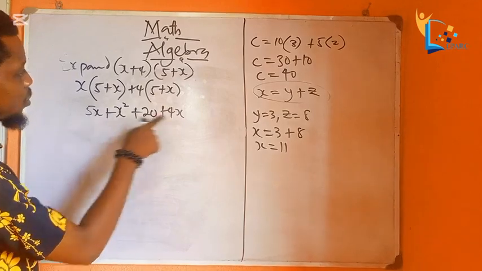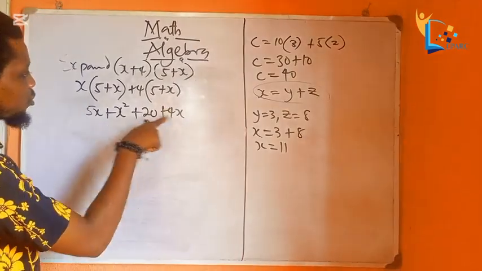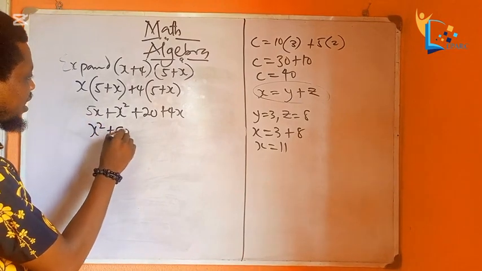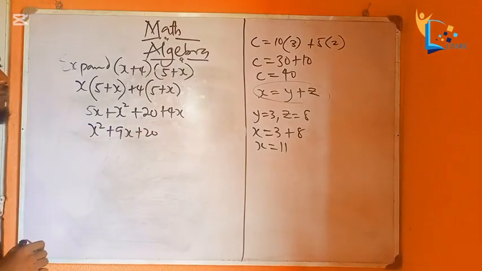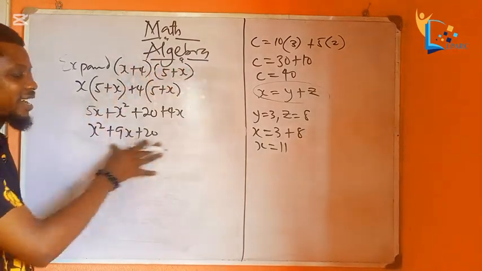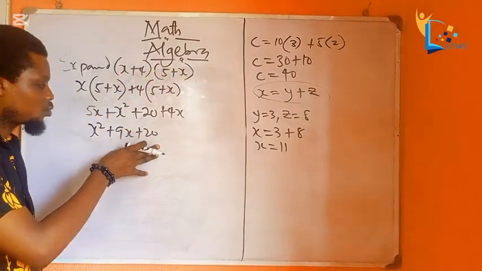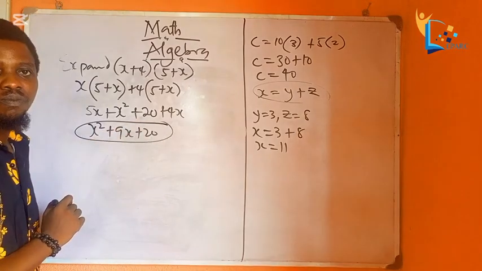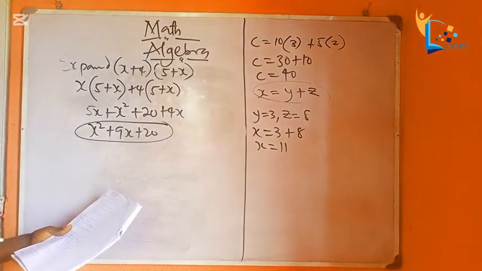So we collect like terms here. We have 5x here, we have 4x here. So 5x plus 4x is 9x. So we have x squared plus 9x plus 20. Opening this bracket now gives us this expression. This is a quadratic expression. Let's look at another example.